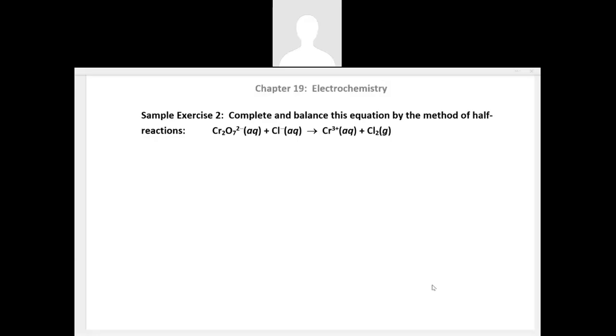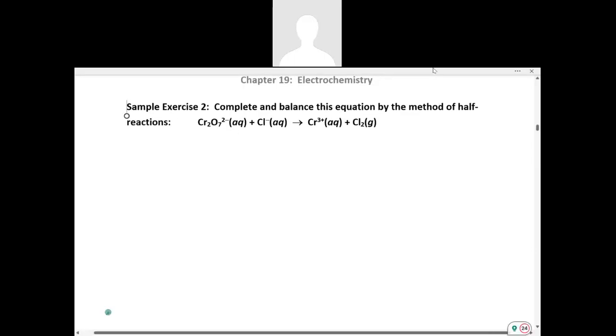In this next video from Chapter 19 on electrochemistry, we're going to take a look at sample exercise 2. In this example, we are asked to complete and then balance this equation using the half reaction method. If you recall from the last video, you can assign the oxidation states to determine which species is being oxidized and which is being reduced. We can do that quickly here.